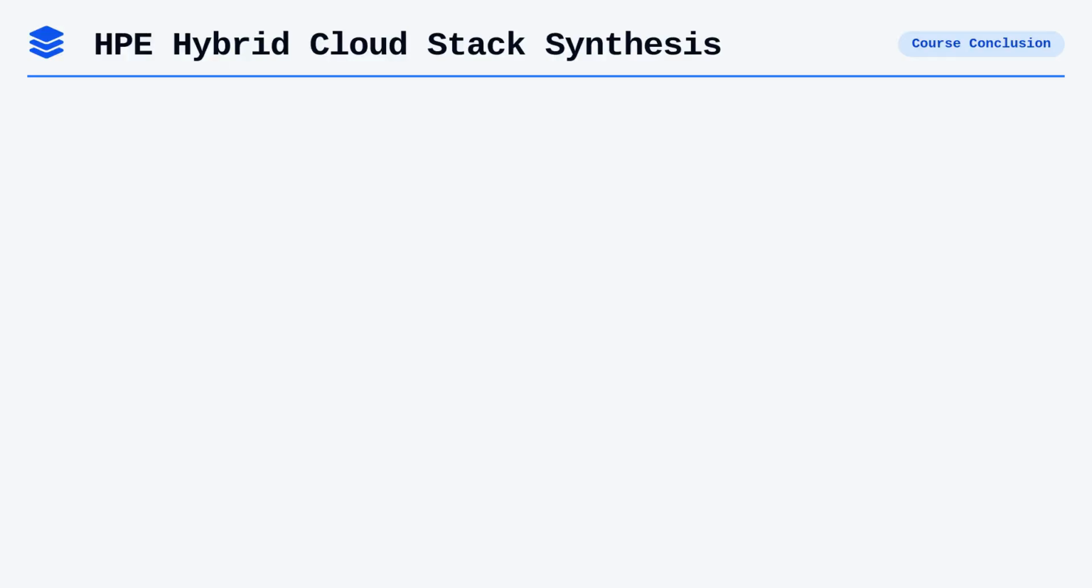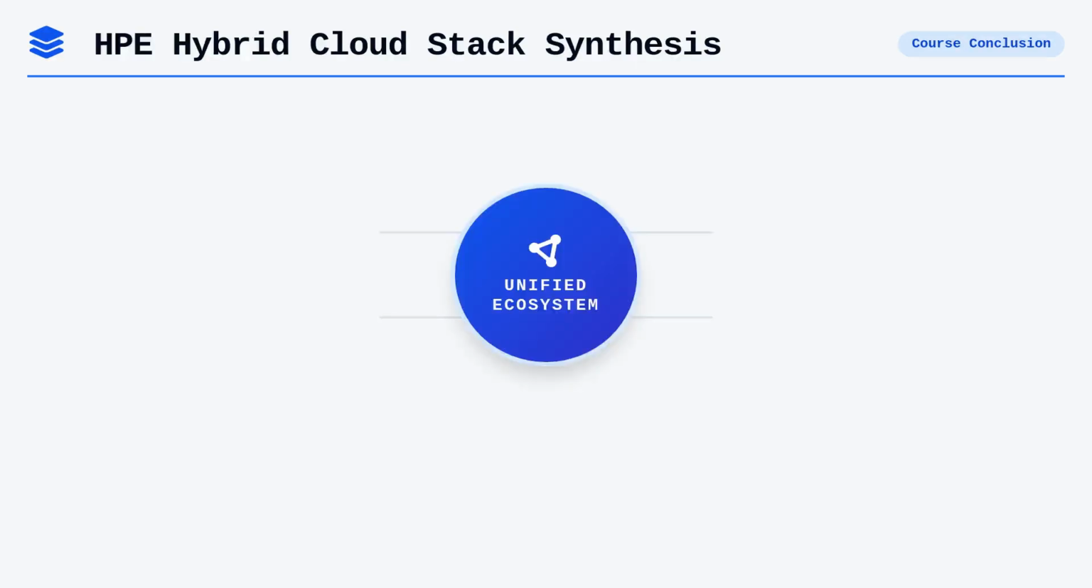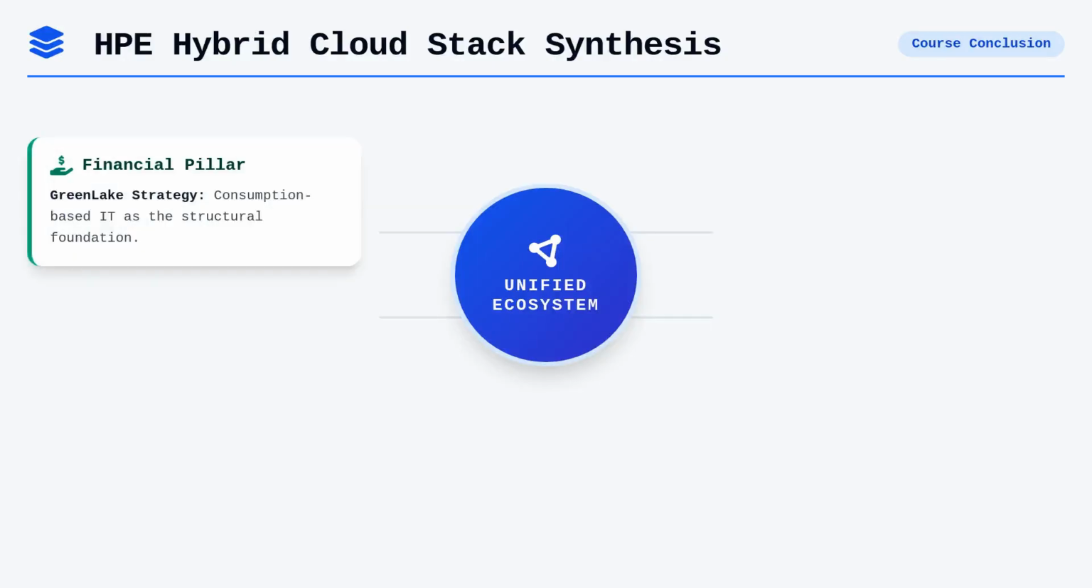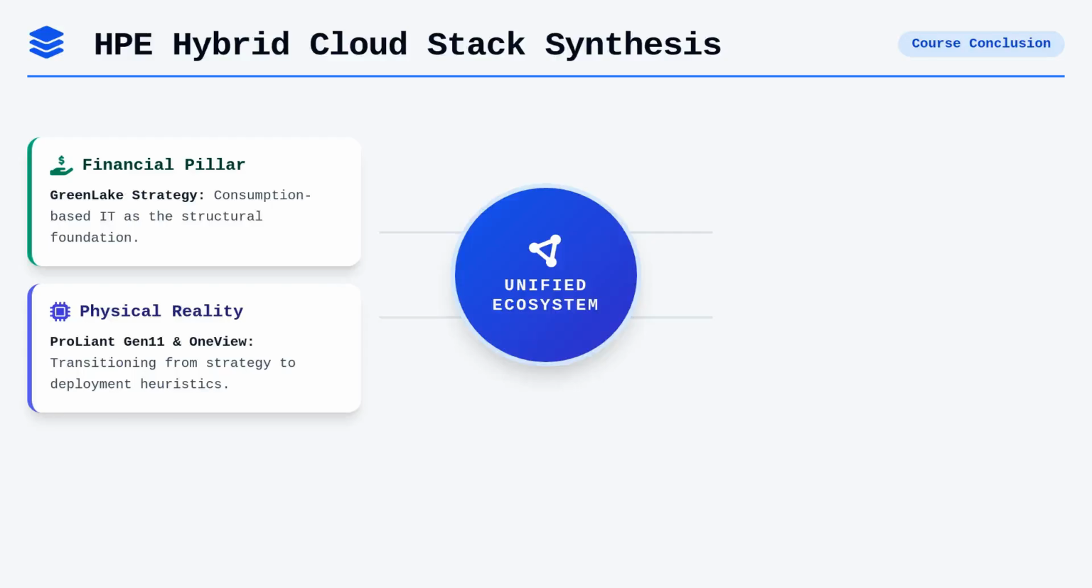As we reach the conclusion of our prep, it is essential to view these systems not as isolated silos, but as a unified, cohesive ecosystem that dictates the life cycle of enterprise data. We began by establishing the fundamental strategy behind GreenLake and consumption-based IT, which serve as the financial and structural pillars for modern infrastructure. By transitioning into the physical realities of ProLiant Gen11 hardware and the orchestration power of HPE OneView, we moved from abstract strategy toward the actual deployment heuristics that define daily operations.